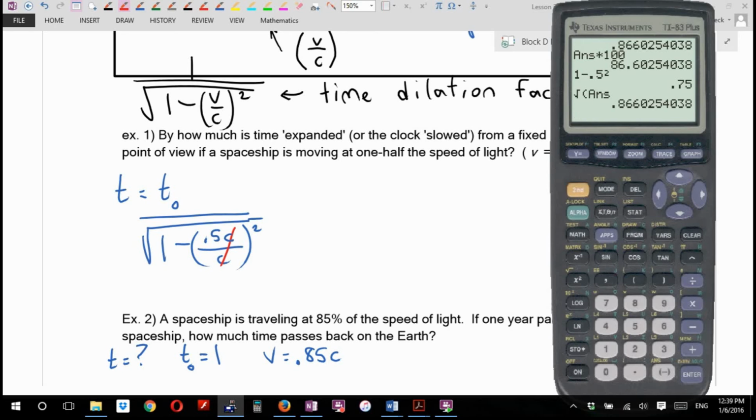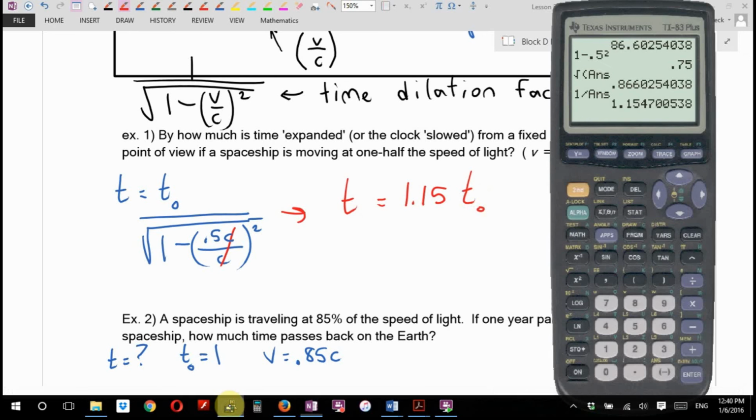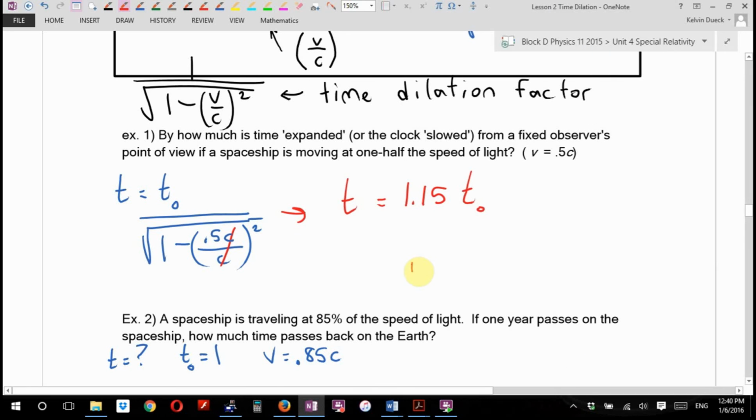And the time dilation factor, because this is on the bottom, I'm going to go 1 divided by that. This is on the bottom of a fraction. Here's what we're saying. If you're traveling at half of the speed of light, the time on Earth is going to be 1.15 times the time on the spaceship. Was it 1.15? 1.1547 times. This is what we call the time dilation factor.